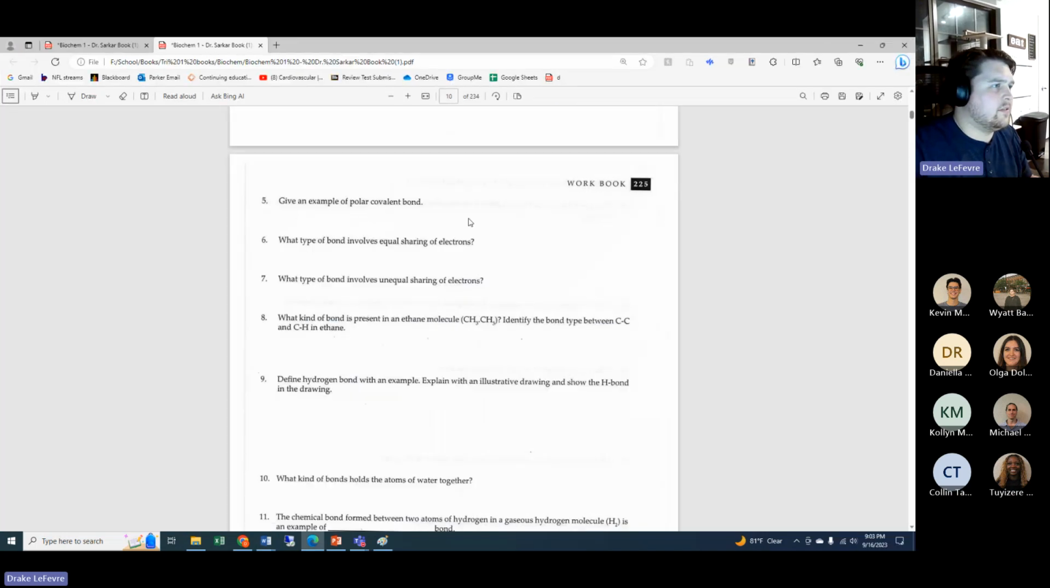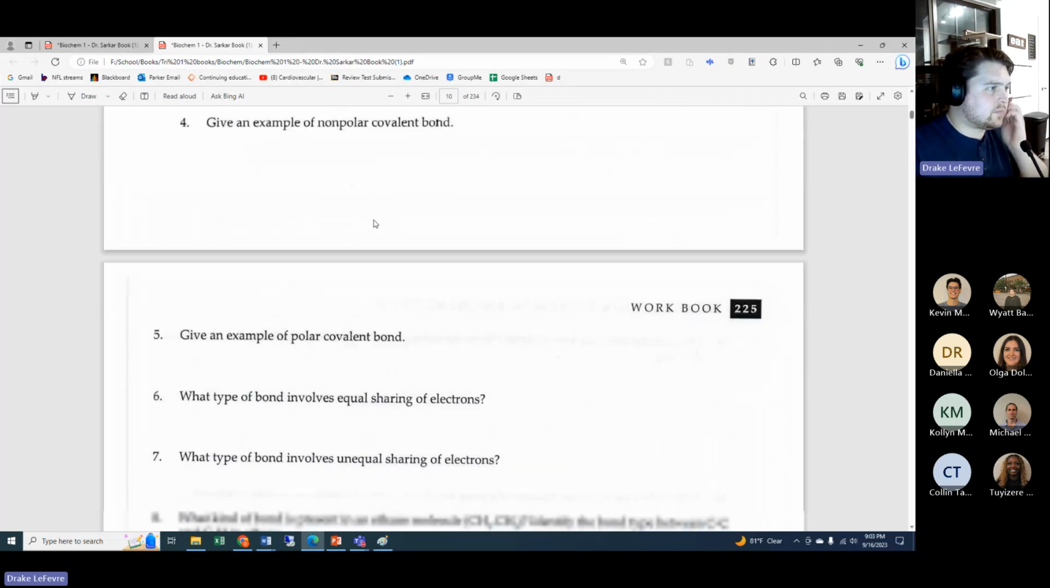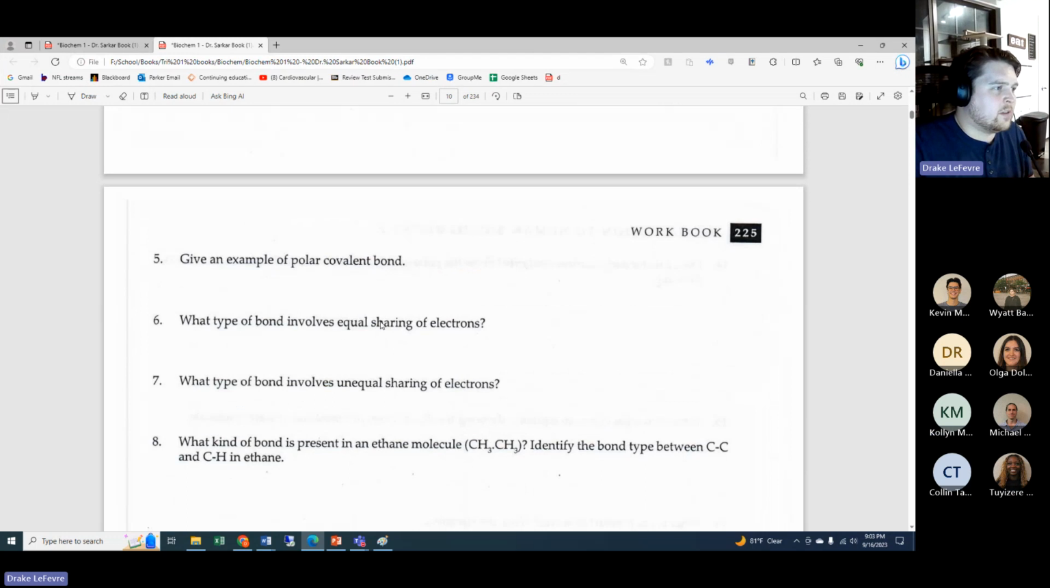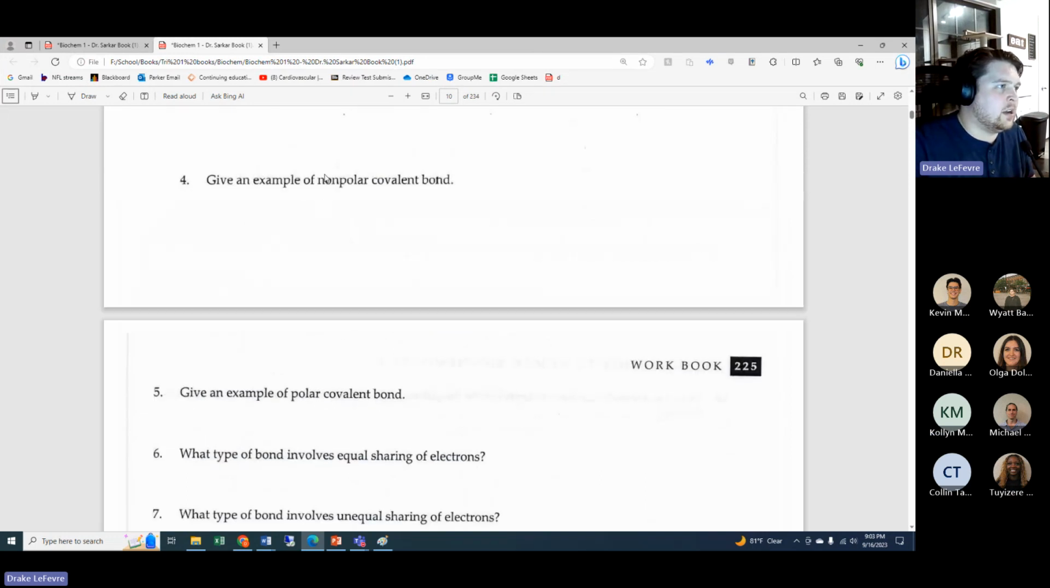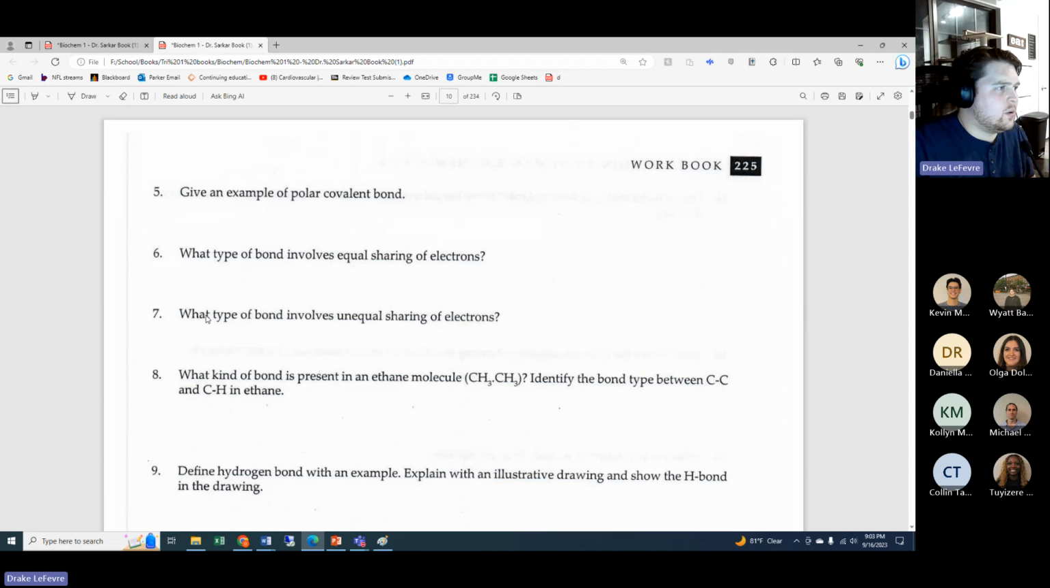In here, there's a lot of repeat questions. So what type of bond involves equal sharing of electrons? That is a non-polar covalent. What type of bond involves unequal sharing? That is a polar covalent.